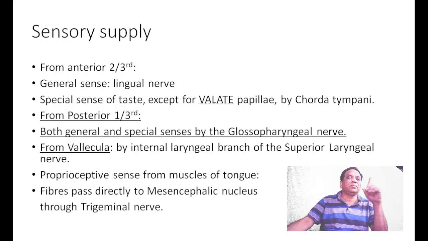One more thing, most important for the tongue, is it has to maintain its position, because it is staying in between the teeth. To prevent from being bitten by the teeth, it has to maintain its position, what we call a proprioceptive sense. This proprioceptive sense from the muscles of the tongue is carried directly to the mesencephalic nucleus, which is present in the midbrain, through the trigeminal nerve. This is the specialty of the tongue position. Proprioception is very important for the tongue.